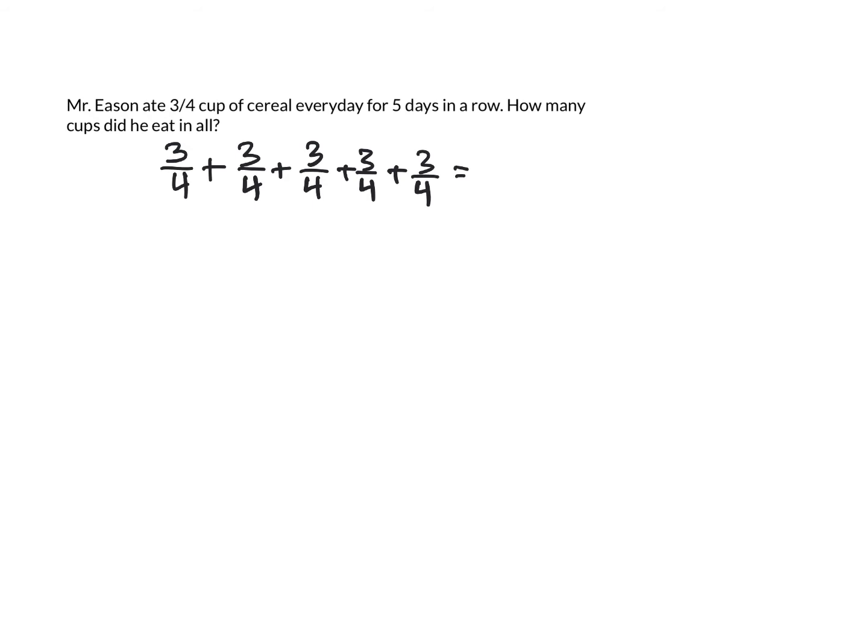So you could do 3/4 plus 3/4 plus 3/4 plus 3/4 plus 3/4. And we know that our denominator would be 4 because the denominator always stays the same when you're adding fractions. And then you add your numerators: 3, 6, 9, 12, 15. And you come up with 15/4. And then all I would need to do is turn 15/4 into a mixed number.